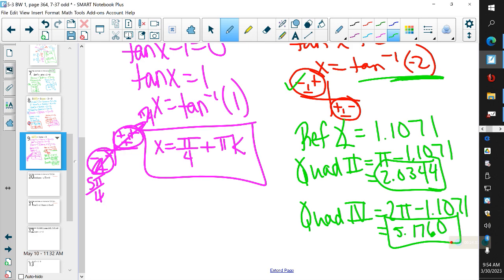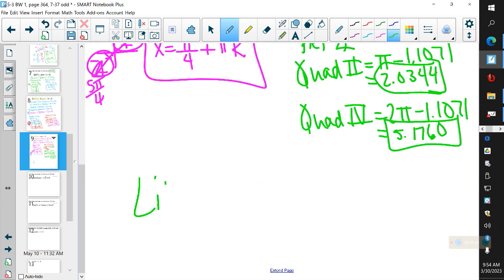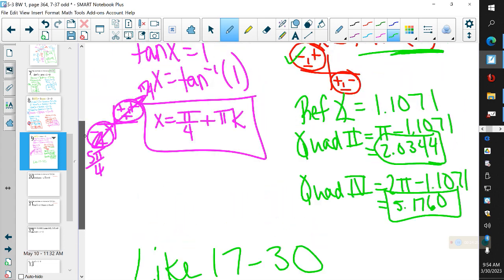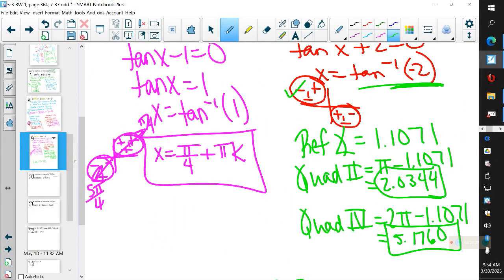Something you need to know for your homework, and I'm going to specifically say that it is going to be between 17 and 30. So really pay attention to that. If you get something that you're like, hey, I don't know what that is, that's not on my unit circle, I have to use the calculator, you are going to use the reference angle, and then you're going to use your horizontal axis, which is pi and 2 pi, to get your other angles. If you're in quadrant 3, you're going to take pi plus the angle. So you need to make sure you're paying attention to that.